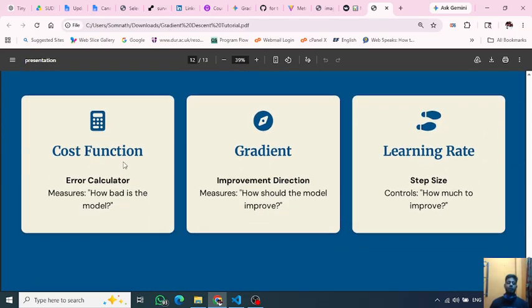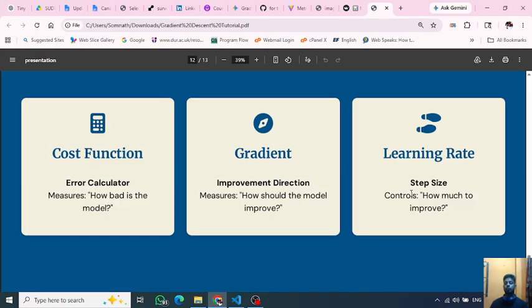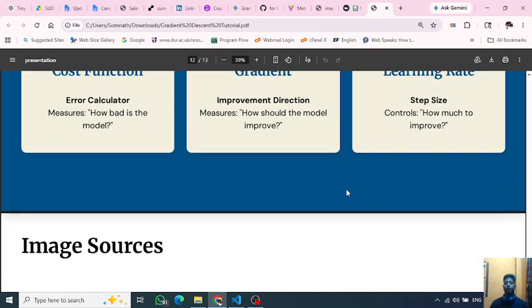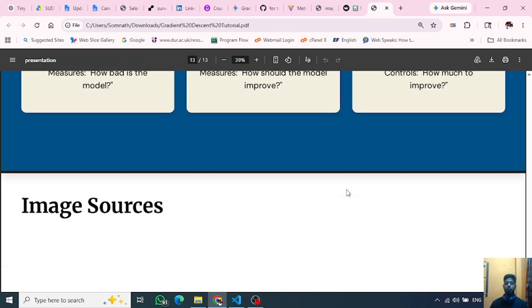So the cost function is the error calculator, measuring how bad the model is. Gradient is the improvement direction, measuring how the model should improve. And learning rate is the step size, how much to improve. Okay, this is a major thing of any machine learning model.